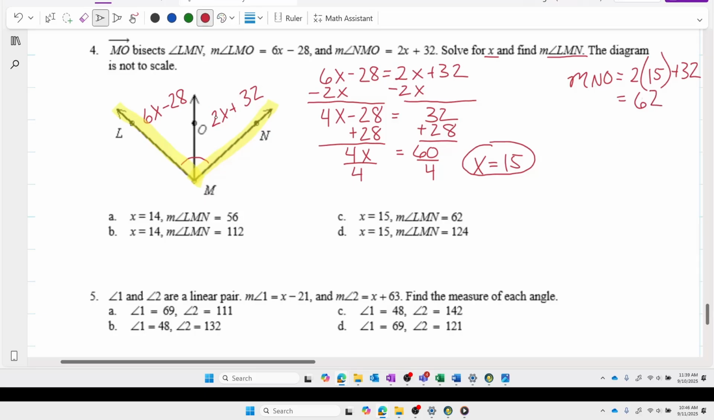So if MNO is equal to 62 degrees, and they're congruent, this angle is 62 degrees. So then LMN is equal to 62 times 2, 124 degrees. So x is 15, LMN is 124, answer choice B.